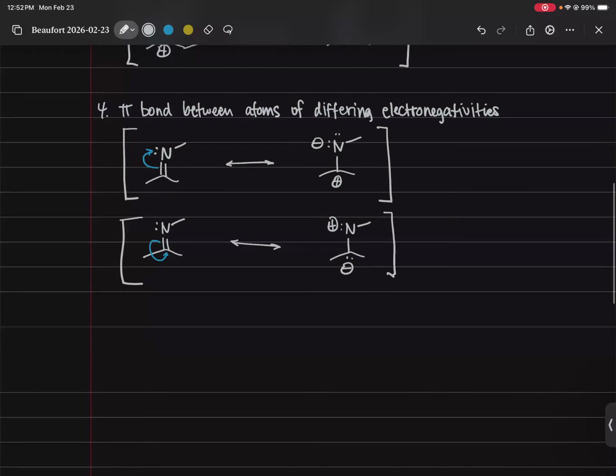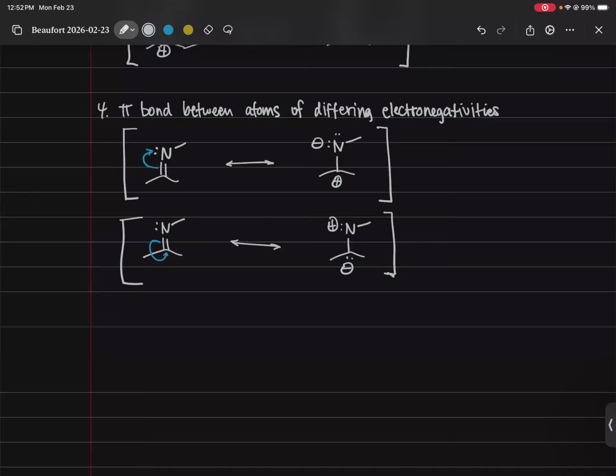Now, both of these are valid resonance structures, but one of them is much, much better than the other one. Again, we're going to talk about these rules explicitly in a minute. Which one do you think is better, one or two? One. So nitrogen is more electronegative than carbon, and so it's more willing to have more electrons. And so if we draw an arrow toward that more electronegative element, that's good because we're moving electrons toward it.